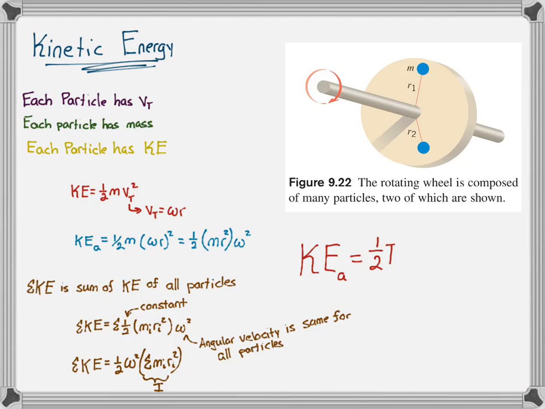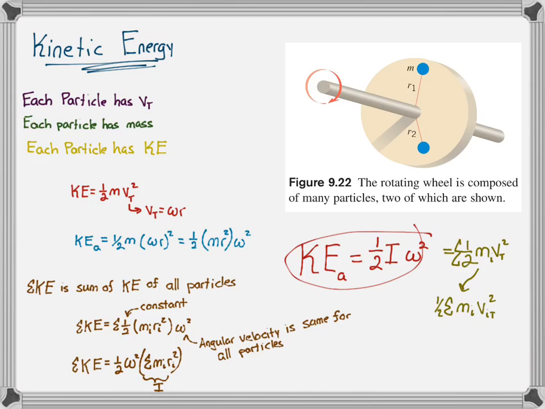So we get kinetic energy, angular, circular, rotational, whatever you want to call it, equal to 1/2 the moment of inertia times the angular velocity squared, which is the same thing as the sum of the mass of every point times the tangential velocity of every point squared. So that gives us our kinetic energy equation for objects that are rotating.